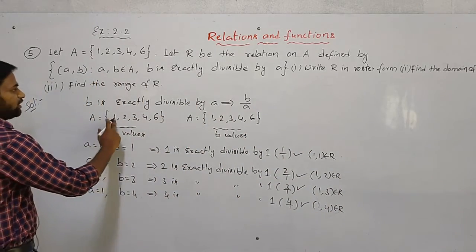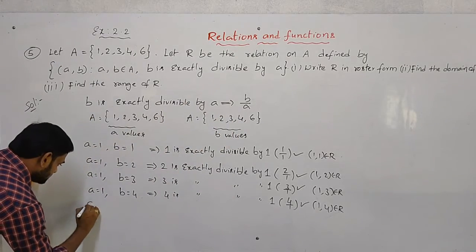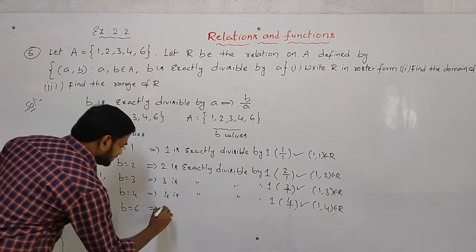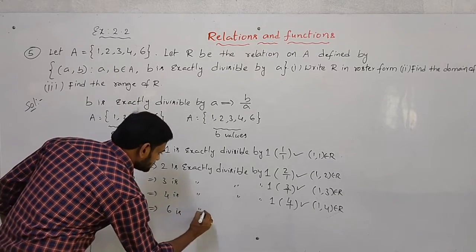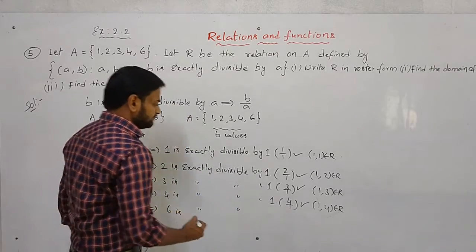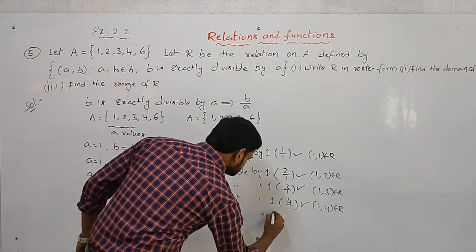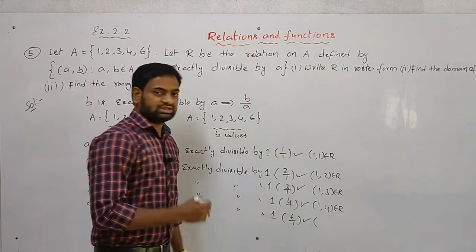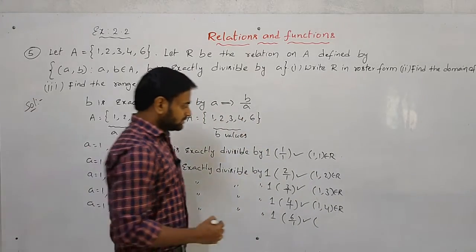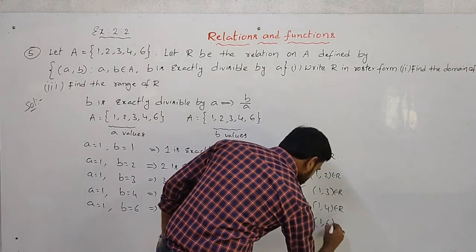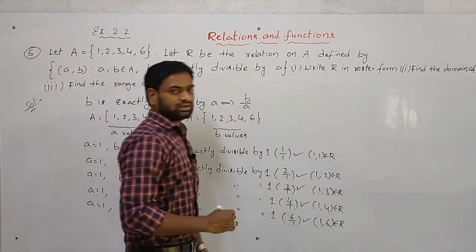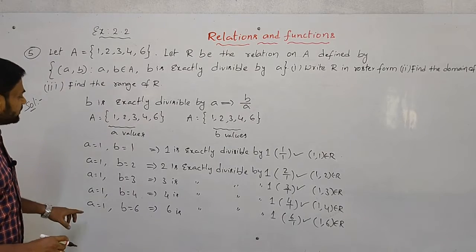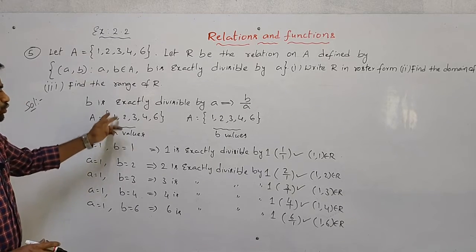Next, 1 6. A equal to 1, B equal to 6. That implies 6 is exactly divisible by 1. That is 6 by 1. Yes, correct. It is divisible. So 1 comma 6 belongs to the relation. Next, what about the next one? With 1 complete, with 2.